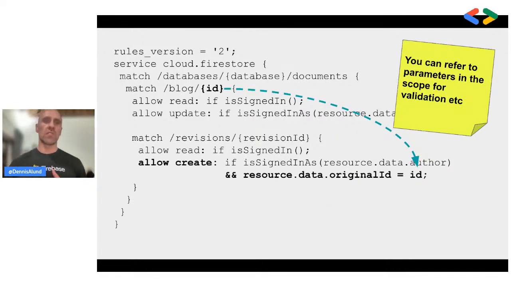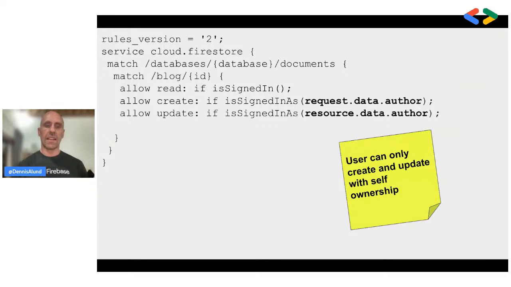The nice thing with this hierarchy of collections and sub-collections is that you can also reuse these ID wildcards further down in your rule set. For example, you can say a revision is allowed to be created if you're signed in as the author and the original ID in the data is the same as the one that matches the blog, which means that I cannot create revisions of my blog post that do not have the same ID as the original blog post.